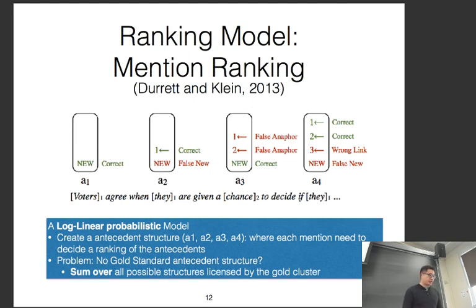The problem is there's no gold standard antecedent structure in training. Because this is a probabilistic model, you can easily sum over all possible antecedent proposals here.